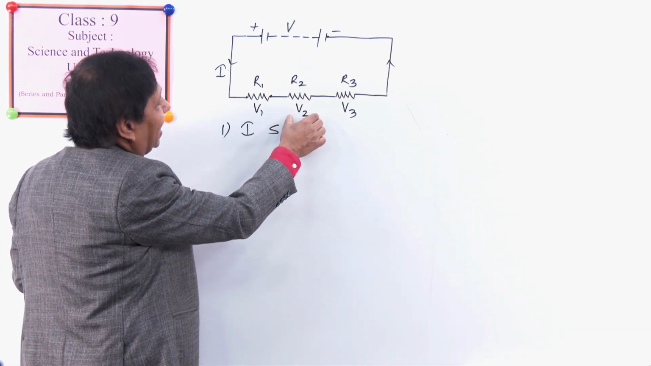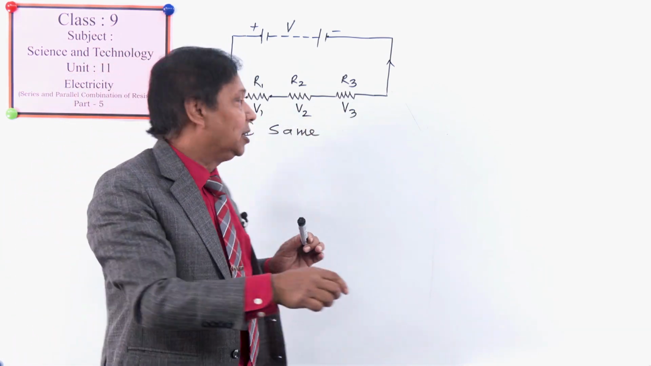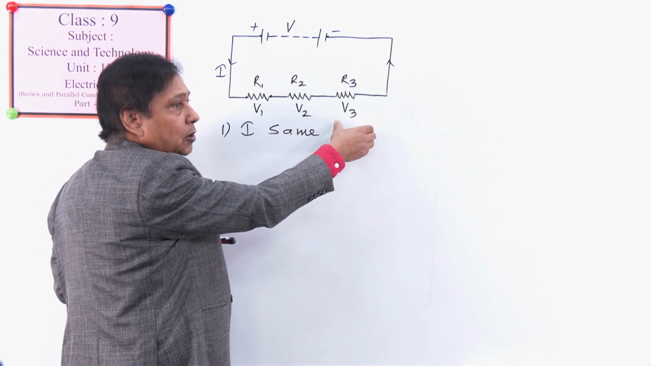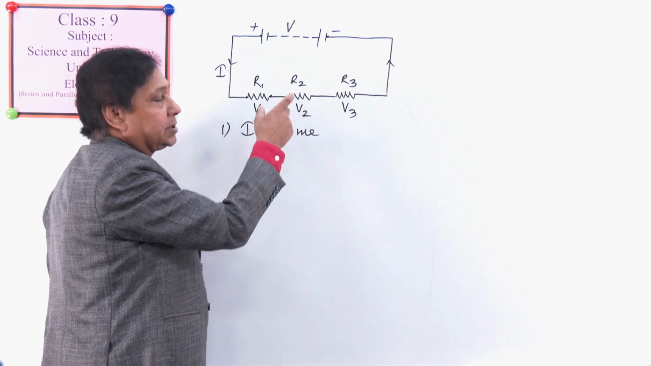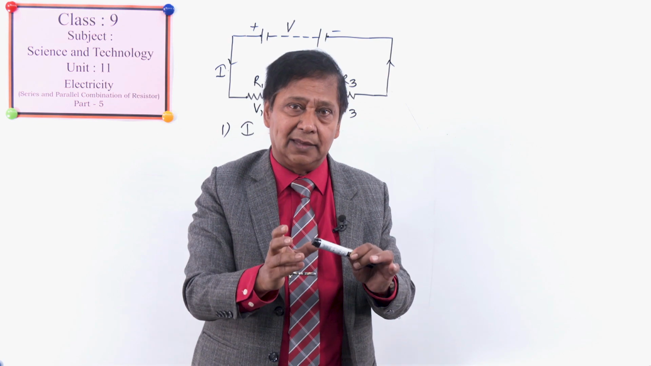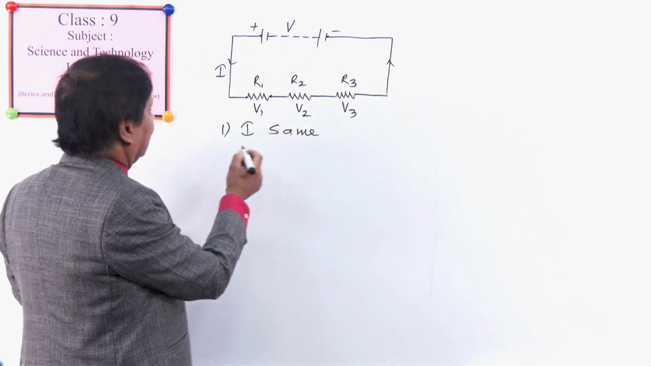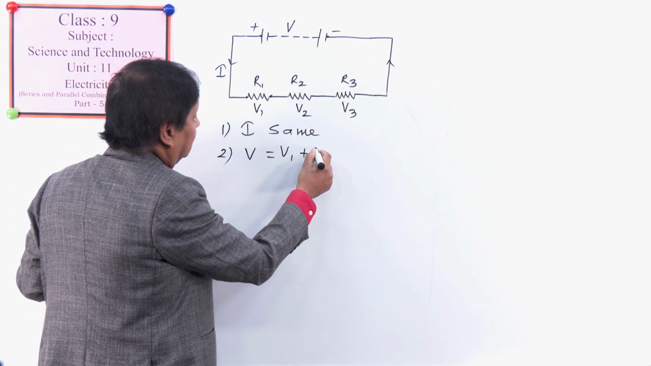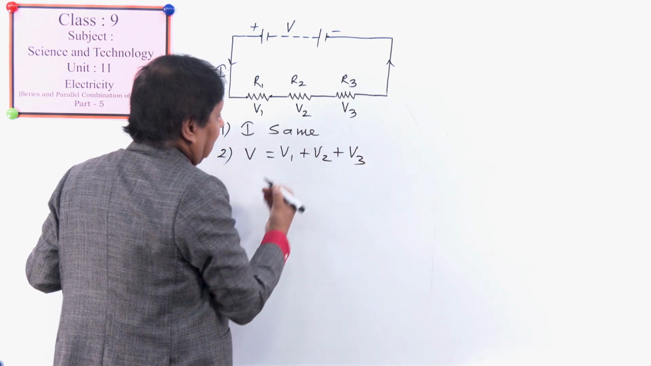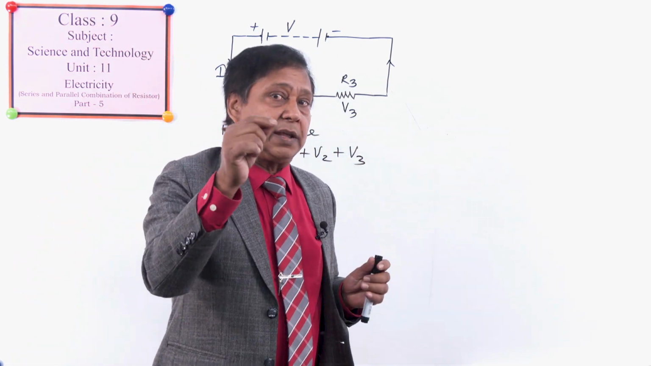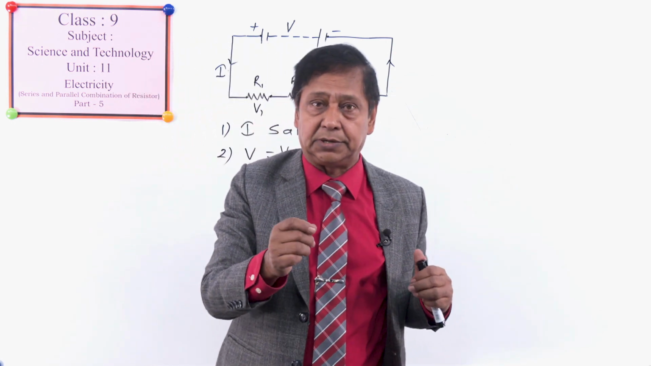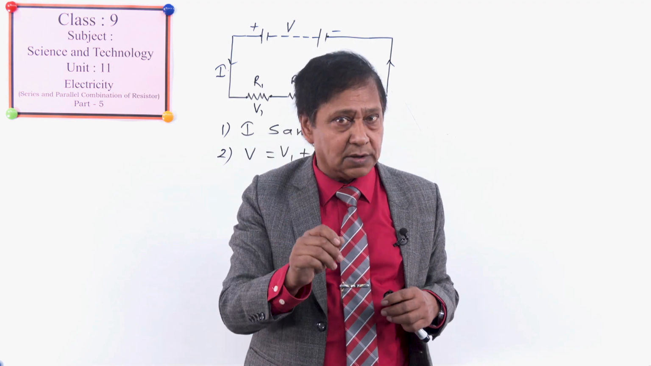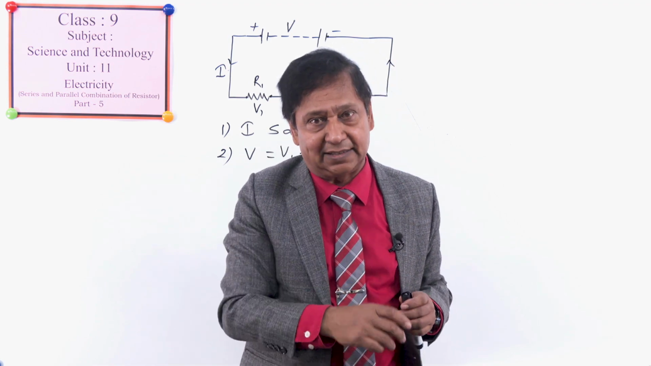The sum of the PD across each resistor is also 12 volt, maybe 4 volt, 4 volt, 4 volt, or 6 volt, 4 volt, 2 volt. But the sum of the PD across each resistor is found to be equal to the total potential difference. That's why I can write this second characteristic, V is equal to V1 plus V2 plus V3. And in sentence, what can we say? Total potential difference in this type of combination of resistor is equal to the sum of the potential difference across each resistor. This is the second characteristic.